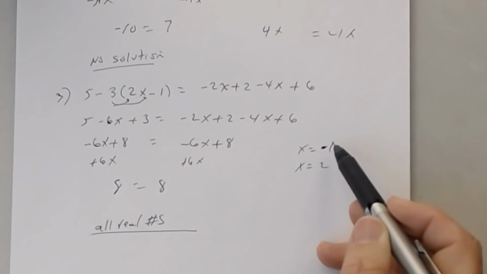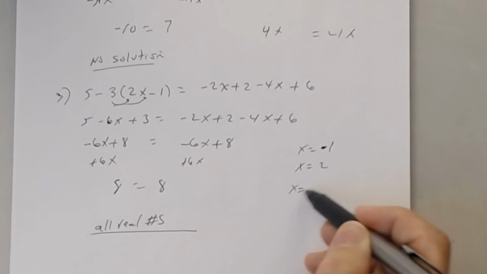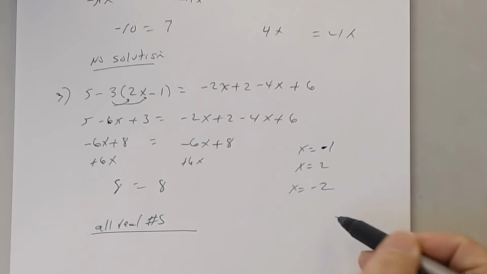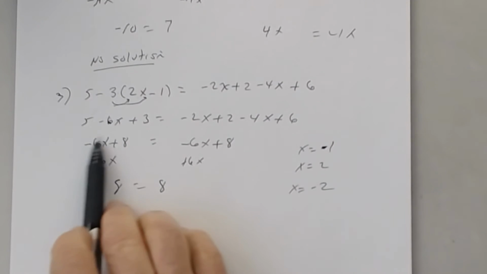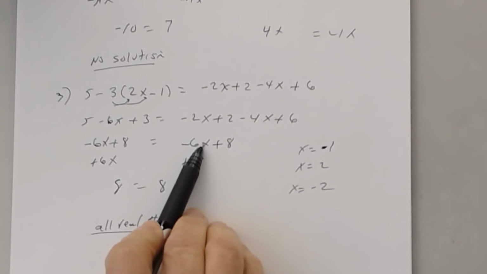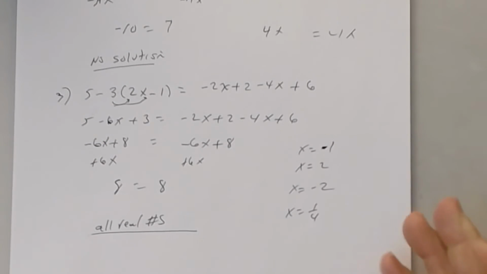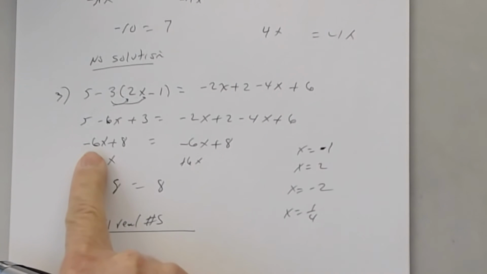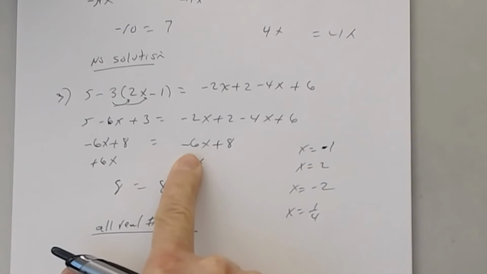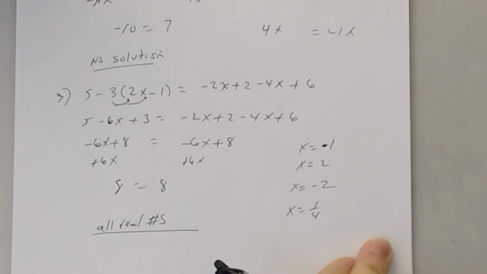I just tried showing you that at least you can see that these 2 are solutions. If you let x be negative 2, would that be a solution? Yes. When you plug in negative 2, isn't that the same thing as that? So negative 2 has to be a solution. If you let x be 1/4, is negative 6 times a fourth plus 8 the same as negative 6 times a fourth plus 8? So 1/4 is a solution.